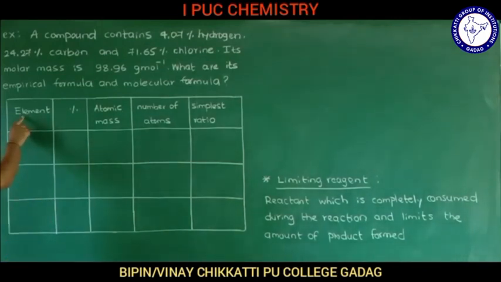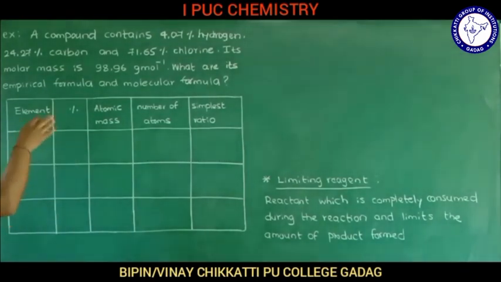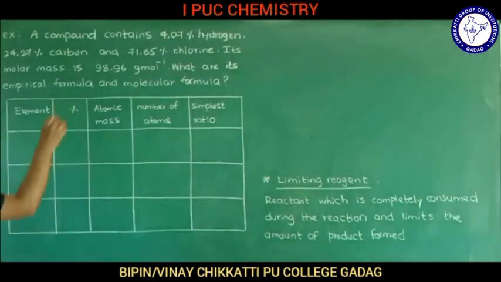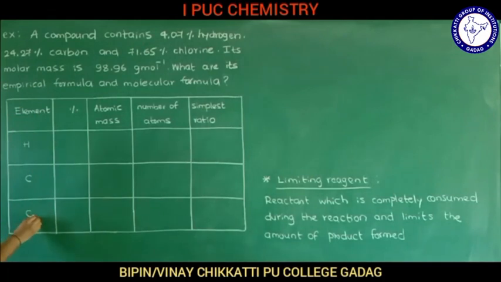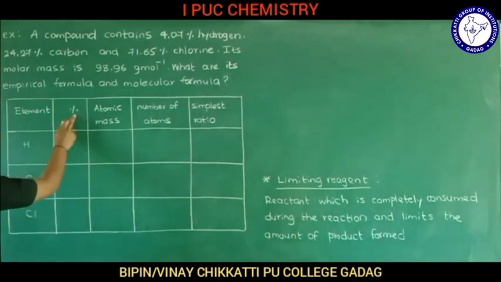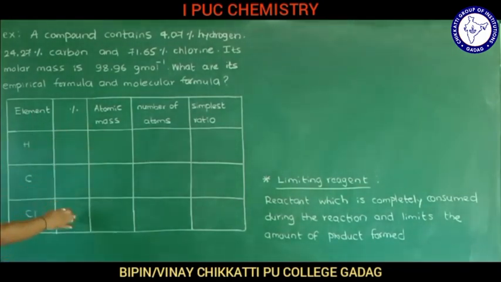After constructing the table, let me help you get the empirical formula. In the first column we have elements. From the given data, we need to count how many elements there are. The first element is hydrogen, the second element is carbon, and the third element is chlorine. If you have one more element, we just extend that. If you have only 2 elements, construct only 2 rows. Then the percentage of the respective elements we write in the second column, by observing the given data in the problem.